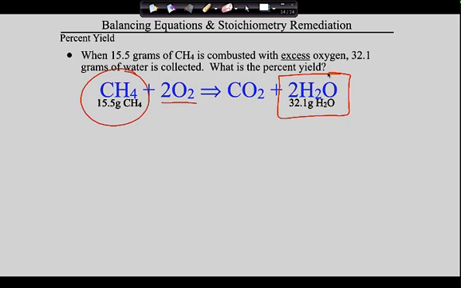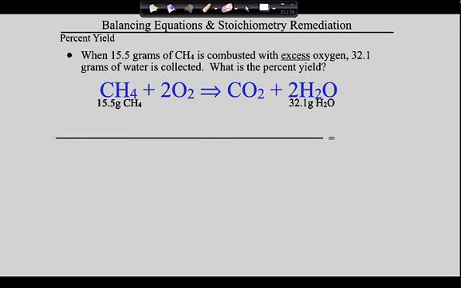Well, in order to find out, we need to calculate how much water we could make from 15.5 grams of CH4. So we set up a dimensional analysis grid, and you'll notice that the 15.5 grams of CH4 becomes our starting point. We always start with the mass of a reactant. Then, off to the right, we will set our goal at the mass of our known product. And the product that we know the mass of is the water, so that will be our goal. Now we need to do the dimensional analysis. And again, this is a mass-mass problem just like the one we solved a second ago.